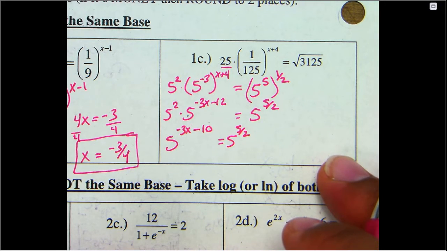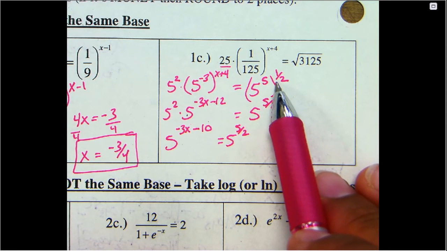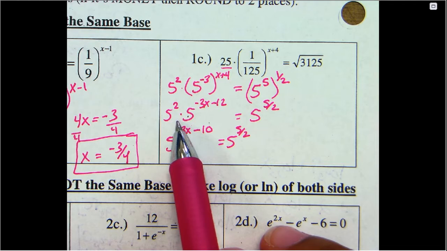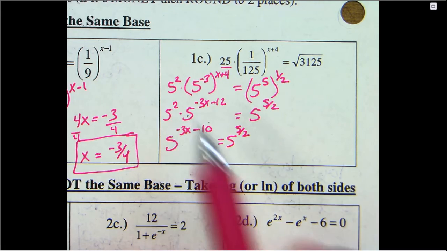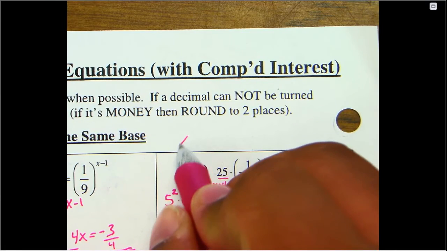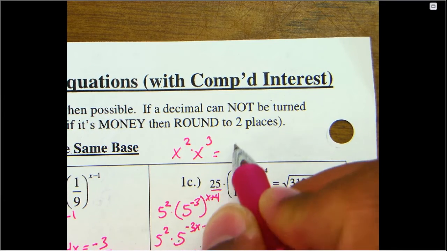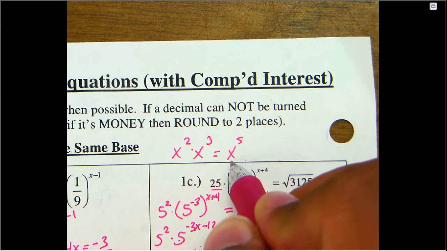Why would you multiply the bases the way we added the exponents? Why wouldn't it be 25 to the 2x? Because in essence, like x squared times x to the third is what? X to the fifth. The x doesn't change, you just add the exponent.